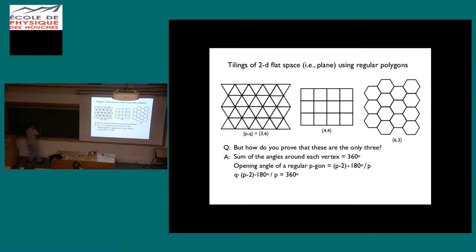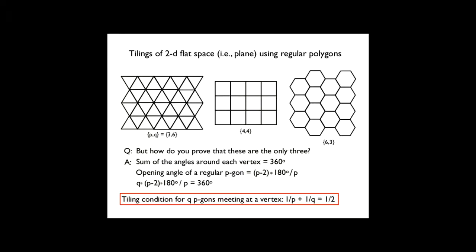So what we're going to do is divide by Q and divide by 180. So that becomes 2, and then this becomes 1 minus 2 over P, which becomes 1 half is equal to 1 over P plus 1 over Q. So that's the condition you need for a P-sided polygon meeting Q at a vertex to tile the plane.